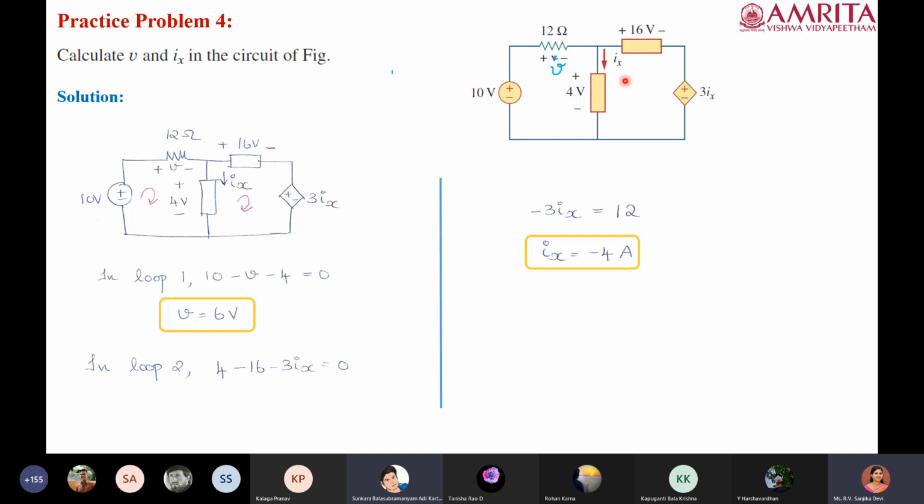Ma'am, then if they give 4 ohm instead of 4 volt, that term only will become negative now? In that case, see, you are coming out of the positive terminal, and instead of 4 volt, if it is 4 ohm, it has to be 4 into Ix. Got it. Okay, yeah. See, we have to find the voltage across a given element. If voltage is given, take it directly. If voltage is not given, and they are giving you a resistance value and you know the current, you take the product of the resistance and the current. That will give you a voltage.